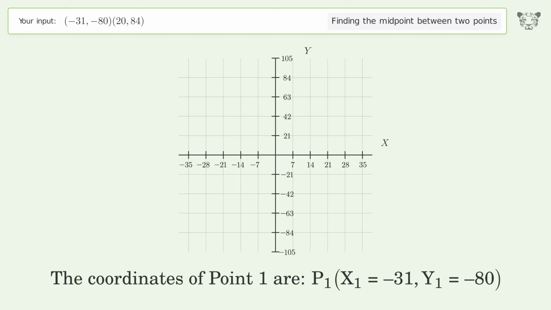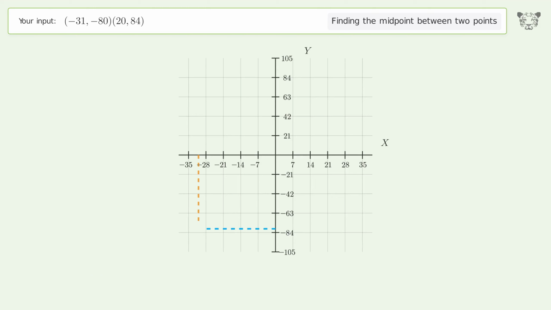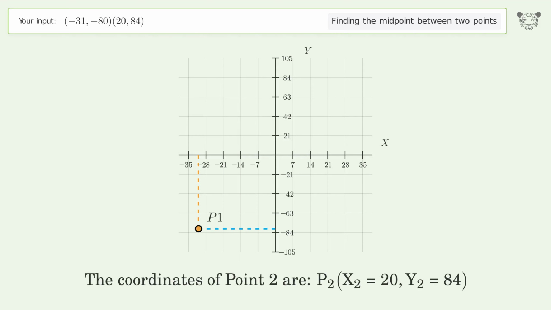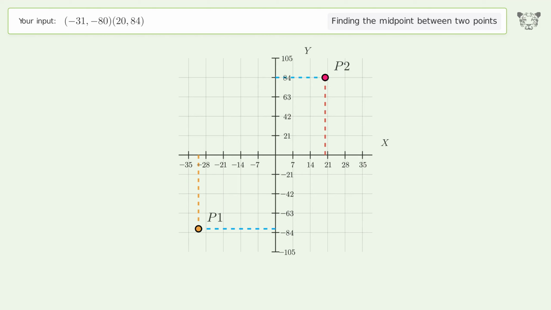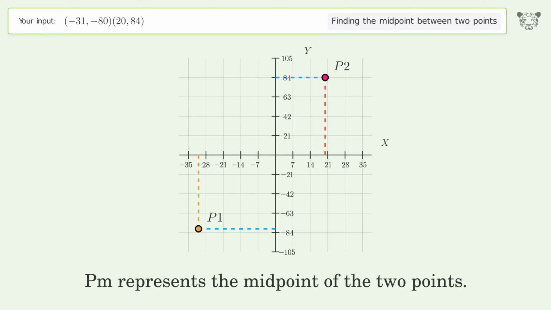The coordinates of point 1 are, x1 equals negative 31, y1 equals negative 80. The coordinates of point 2 are, x2 equals 20, y2 equals 84. PM represents the midpoint of the 2 points.